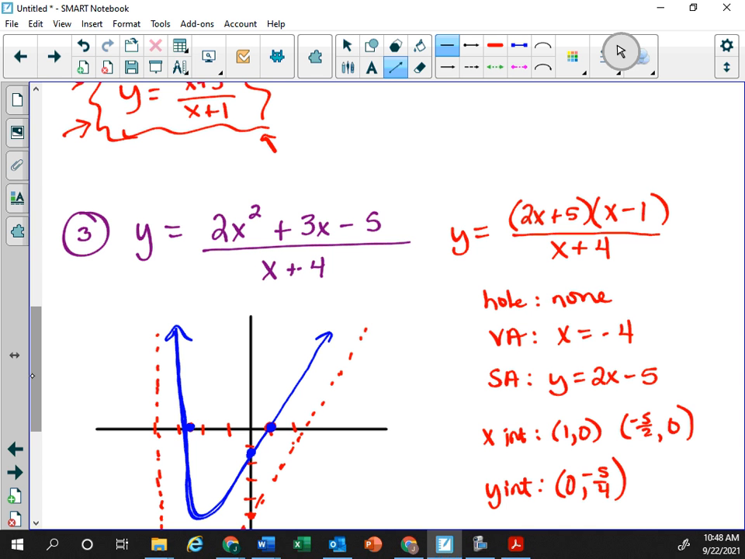Well, there wouldn't be a y-intercept because the vertical asymptote is x equals 0.